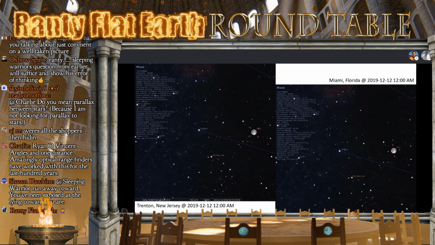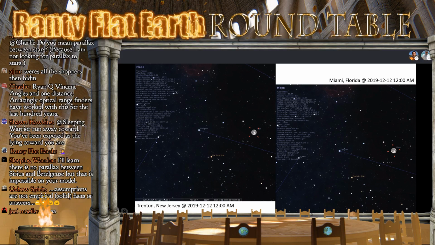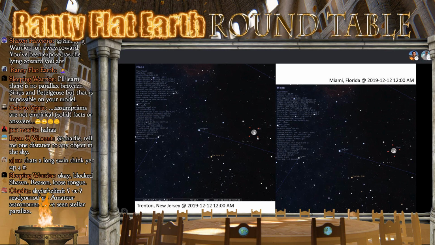Because I can't be in Miami, Florida and Trenton, New Jersey at the same time, I'm using the free planetarium software Stellarium to take 2 simultaneous images of the night sky from those 2 locations. On the left, we have Trenton, New Jersey, and on the right, we have Miami, Florida. Both of these images were taken at the stroke of midnight on December 12th of this year. You can see that the field of view of both of these images is 13.4 degrees, and that refers to the field of view from top to bottom. And you may be able to detect with your naked eye that the moon appears to be slightly further away from this star in the left-hand image than it does in the right-hand image.